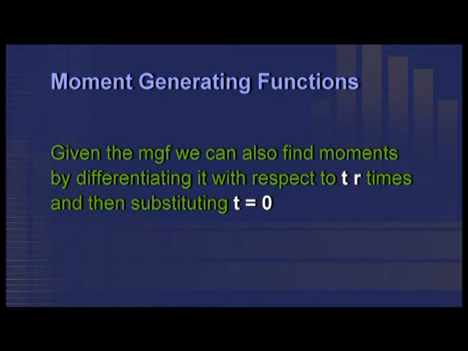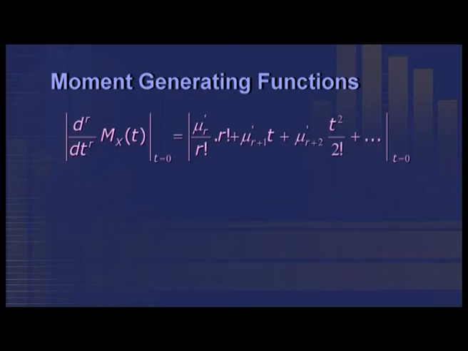Given the moment generating function, we can also find moments by differentiating it with respect to t, r times, and then putting t = 0. That is, the rth derivative d^r/dt^r M_X(t) at t = 0 is equal to μr'/r! × r! + μ(r+1)' t + μ(r+2)' t²/2! + etc., at t = 0. This implies μr' = d^r/dt^r M_X(t) at t = 0.